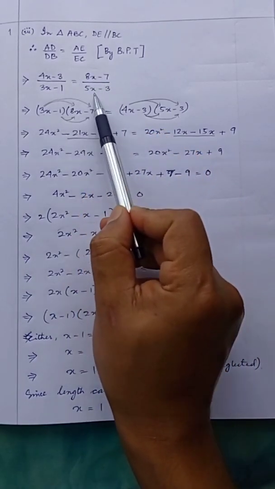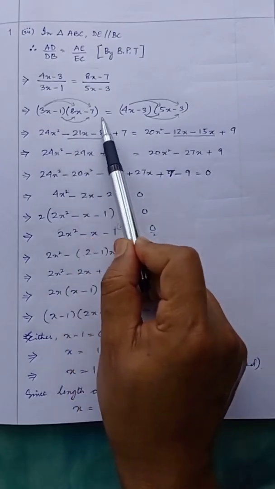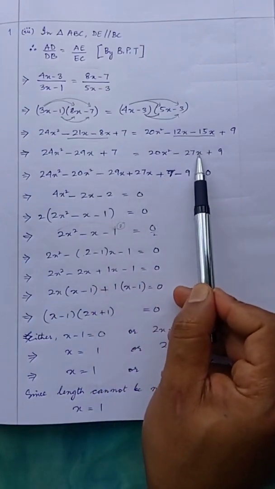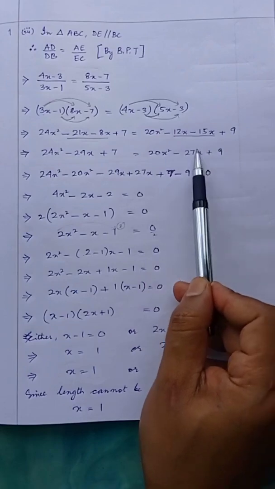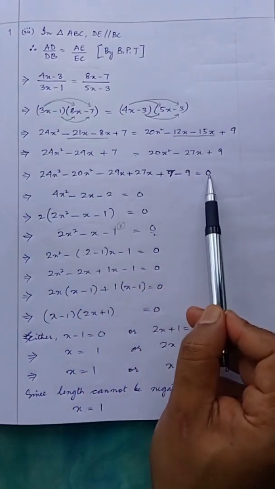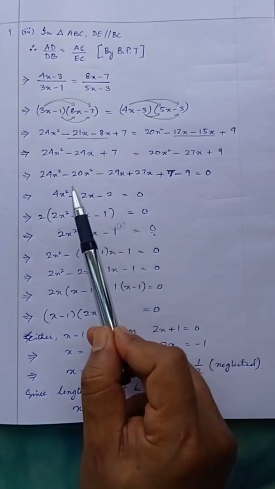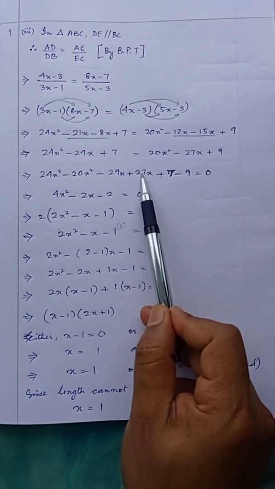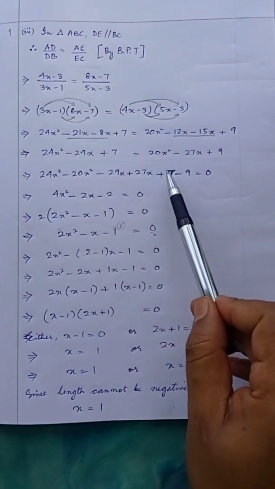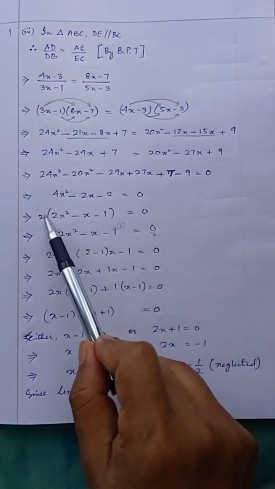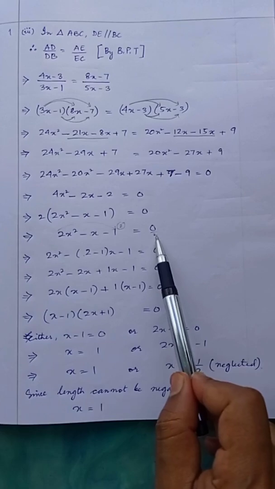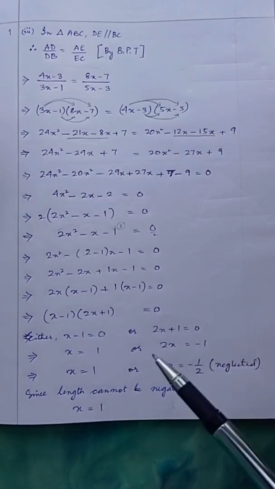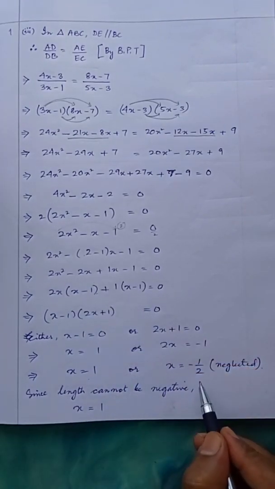I've multiplied these two and these two, and then you'll multiply this, add the like terms, and write the answer here. Then bring everything to the left hand side, and nothing is left here, so equal to 0. You get 24 minus 20 is 4, minus 29 plus 27x is minus 2, 9 minus 7 is minus 2. Now take 2 common, and remove the 2 on this side. You'll have 2x square minus x minus 1. Now this will go by splitting the middle term. After you split, you'll get x equal to 1, and x equal to minus 1 by 2.